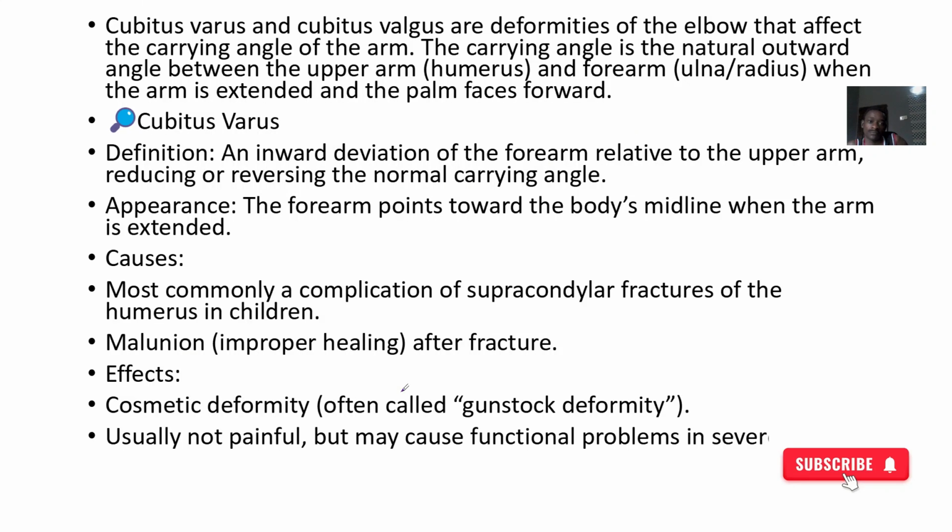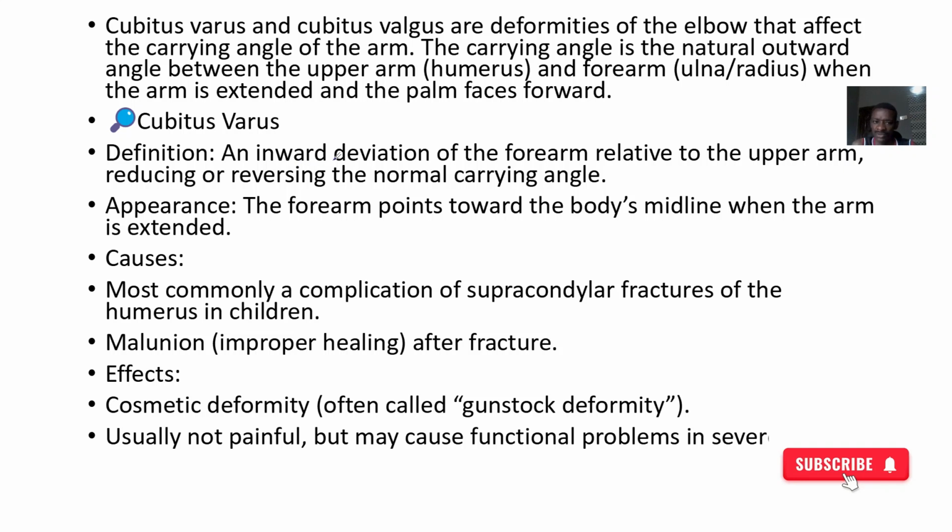Okay, so all of them, you know that they are deformities of the elbow and they affect the carrying angle of the arm. So the carrying angle is that natural outward angle between the upper arm, humerus, and the forearm. That's the radius and the ulna.